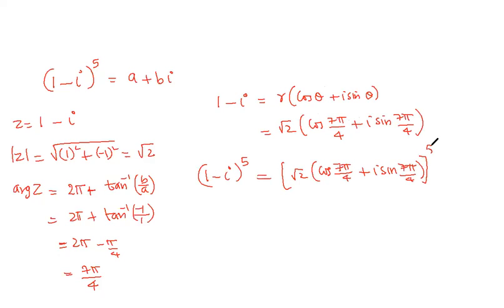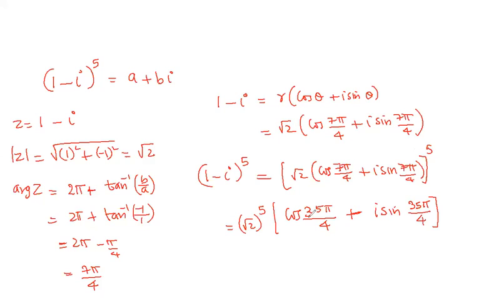which is root 2 raised to 5 cos 5 will multiply with this, 35 pi by 4, plus i sine 35 pi by 4. Did you understand? Now I have to only calculate this.